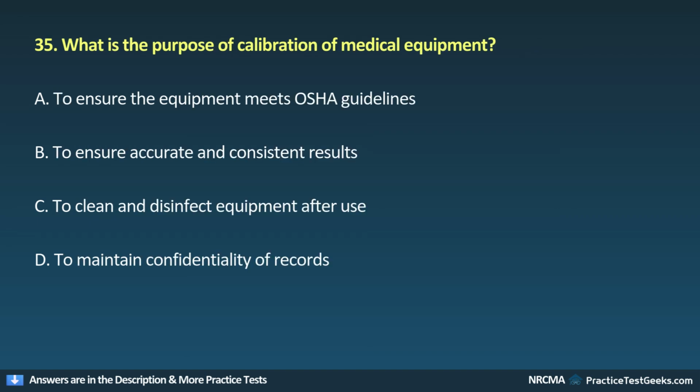35. What is the purpose of calibration of medical equipment? A. To ensure the equipment meets OSHA guidelines. B. To ensure accurate and consistent results. C. To clean and disinfect equipment after use. D. To maintain confidentiality of records.